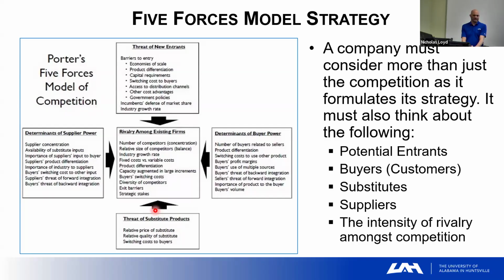Now, I want to do this. The idea is good. How easy is it to get stuff from suppliers? How much leverage do they have, or do I have leverage over them? And have that as a consideration.